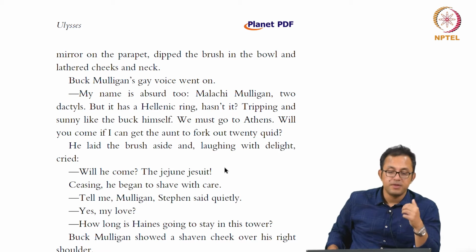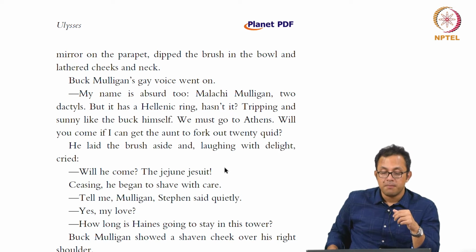Okay. Buck Mulligan's gay voice went on. "My name is absurd too. Malachi Mulligan, two ducktails. But it has a Hellenic ring, hasn't it? Tripping and sounding like a buck himself. We must go to Athens. Will you come if I can get the aunt to fork out 20 quid?"